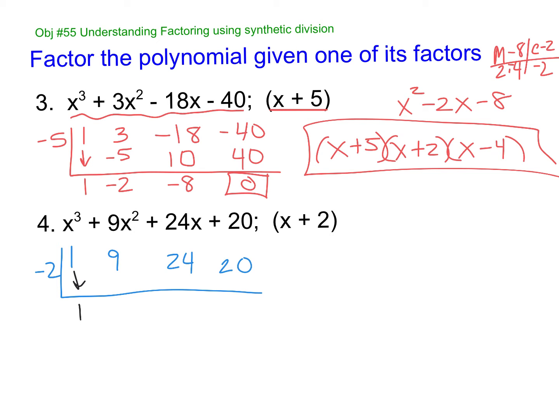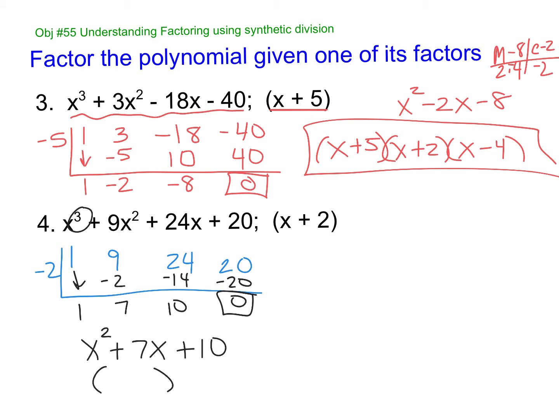Bring my 1 down. Negative 2 times 1 is negative 2. You get 7. Negative 2 times 7 is negative 14, 10. And negative 20 gives us a 0. We started at x cubed, so we go down to x squared plus 7x plus 10.